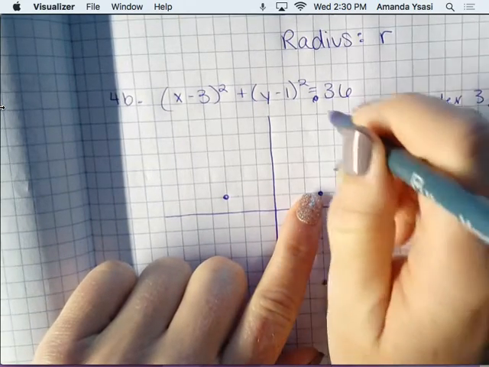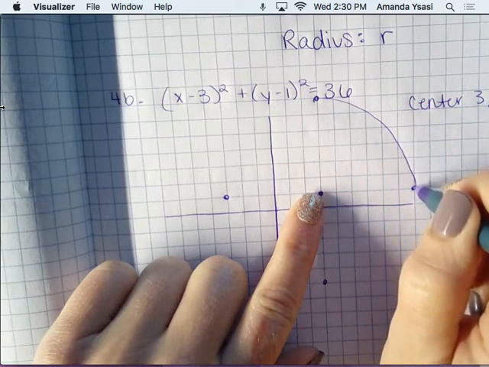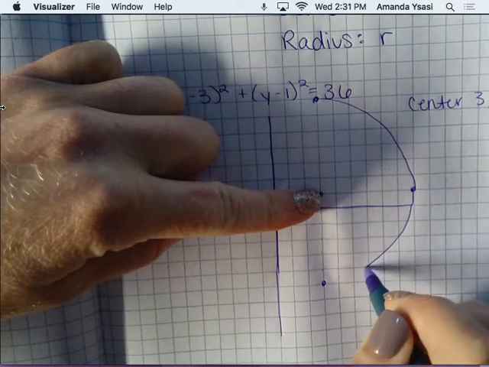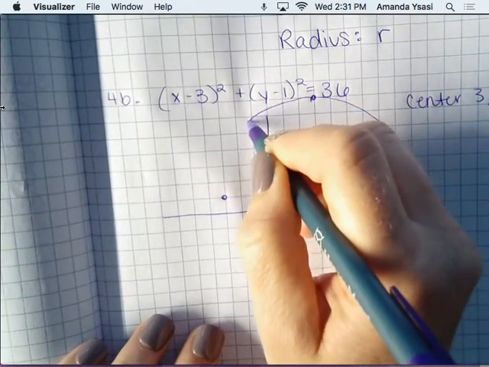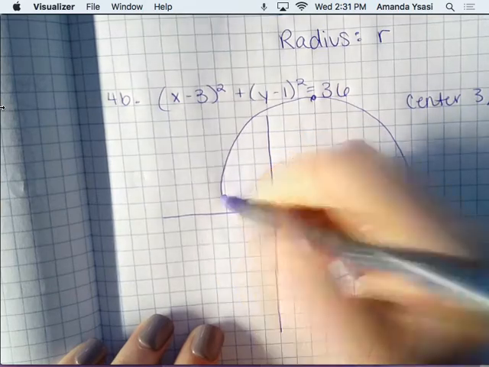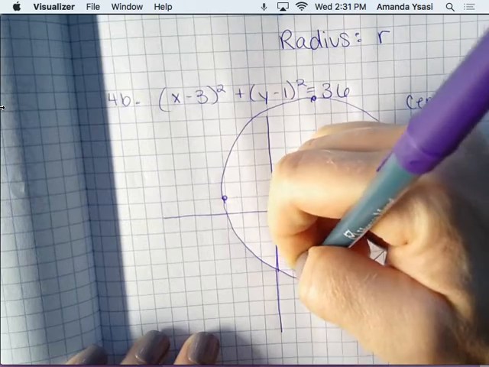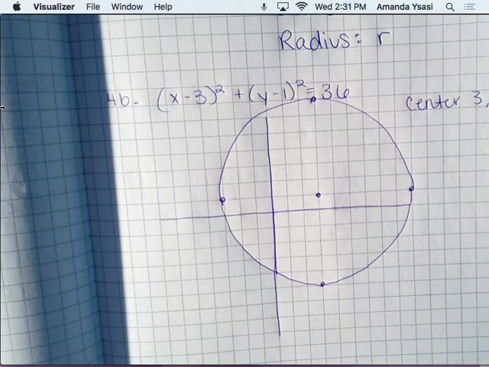And then think of how to make a circle. Do the best you can on your drawing of a circle. Just don't make it a square.